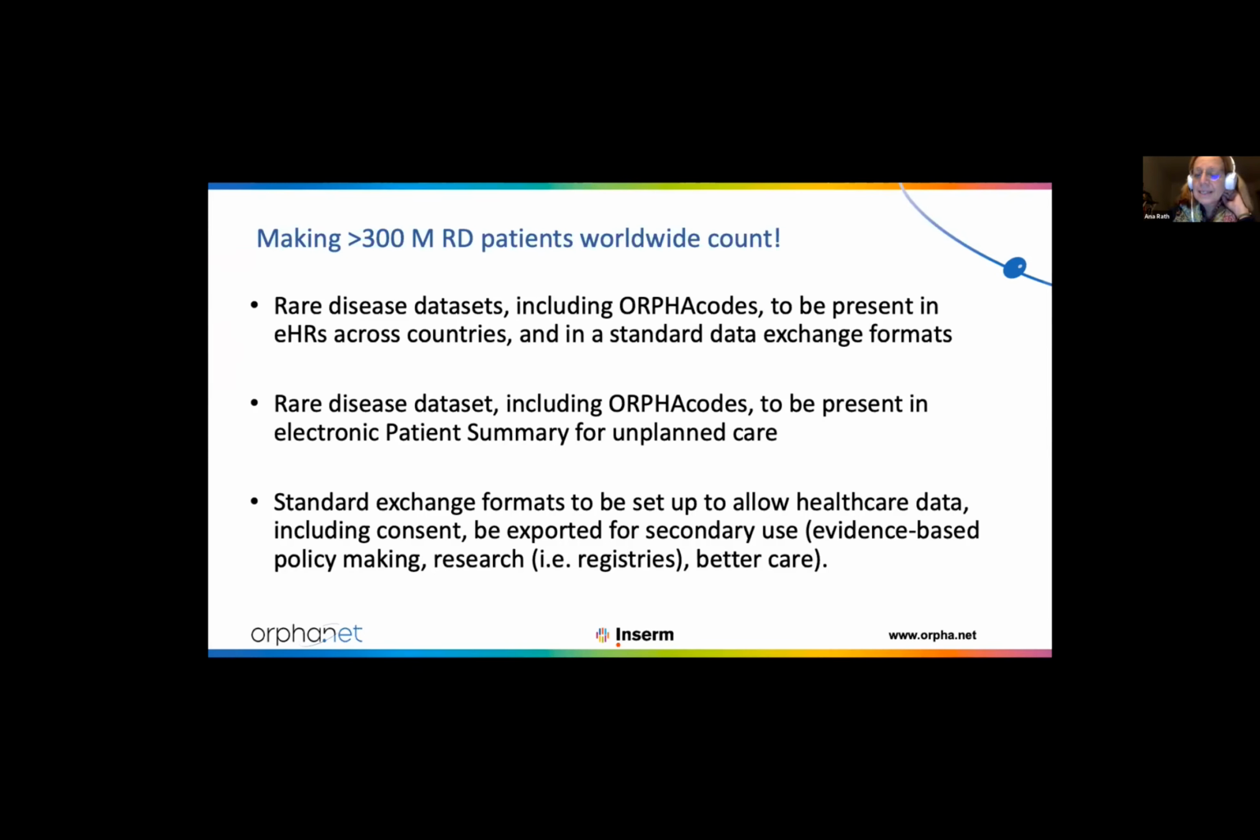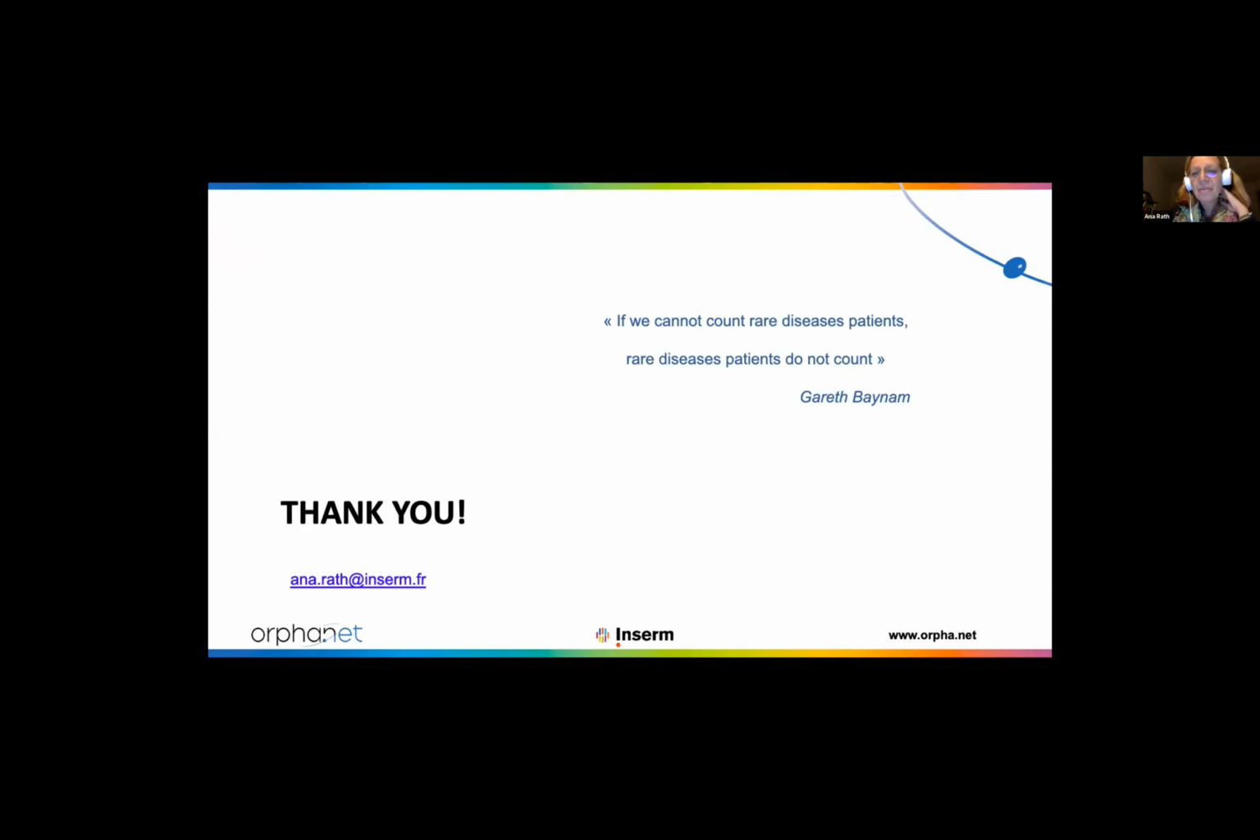And for rare diseases, that should include the ORFA code, but also a minimum set of data that are necessary for evidence-based policymaking, research, and better care. I thank you very much and I leave you with this excellent sentence from a friend of mine, saying that if we cannot count rare disease patients, they do not count.